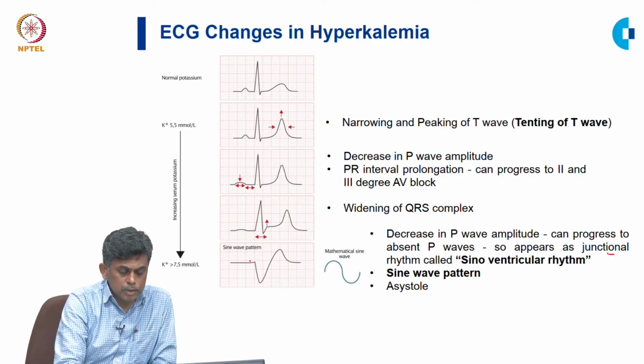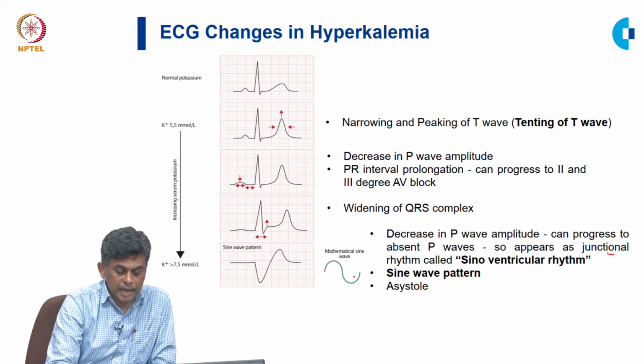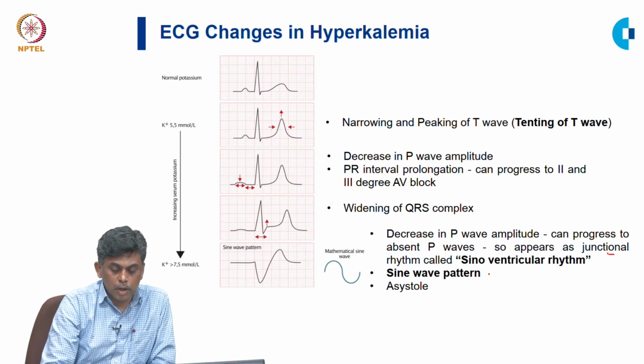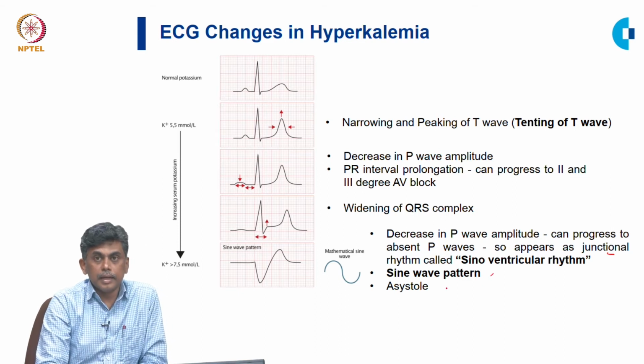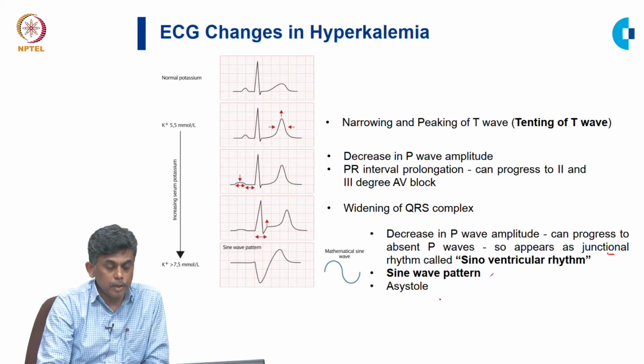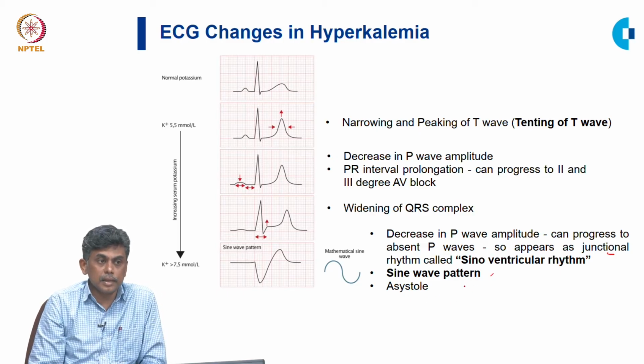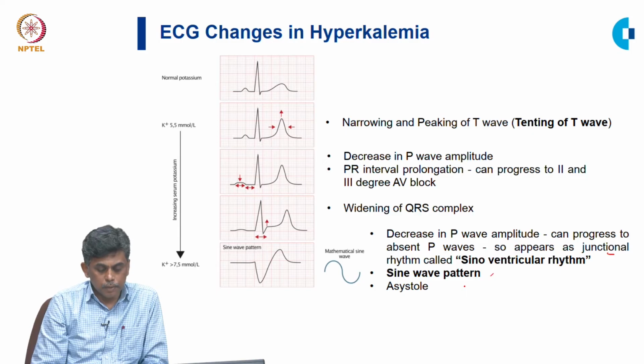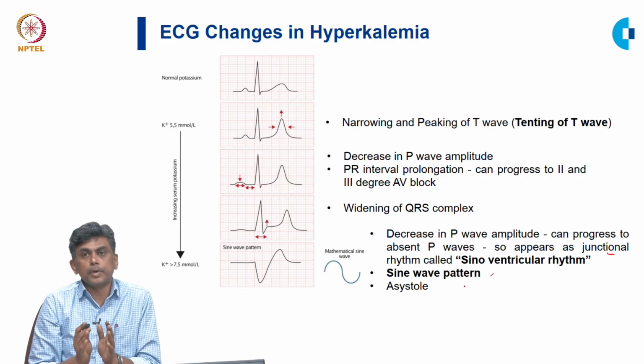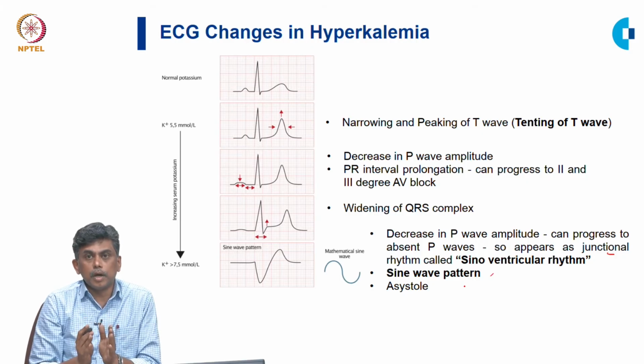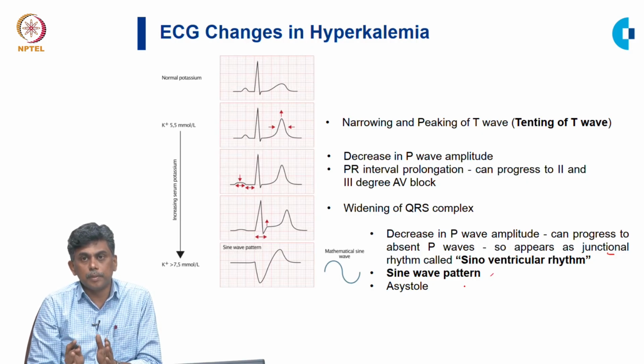And the QRS complex then widens and it is like a sine wave. This is the mathematical sine wave, and so this is called the sine wave pattern, and in the end, if it becomes higher and higher, it is going to even produce asystole. Heart contraction stops. The heart stops in asystole. It doesn't contract at all. Now, hyperkalemia is clear. Okay, so potassium abnormality is going to cause T wave abnormality.